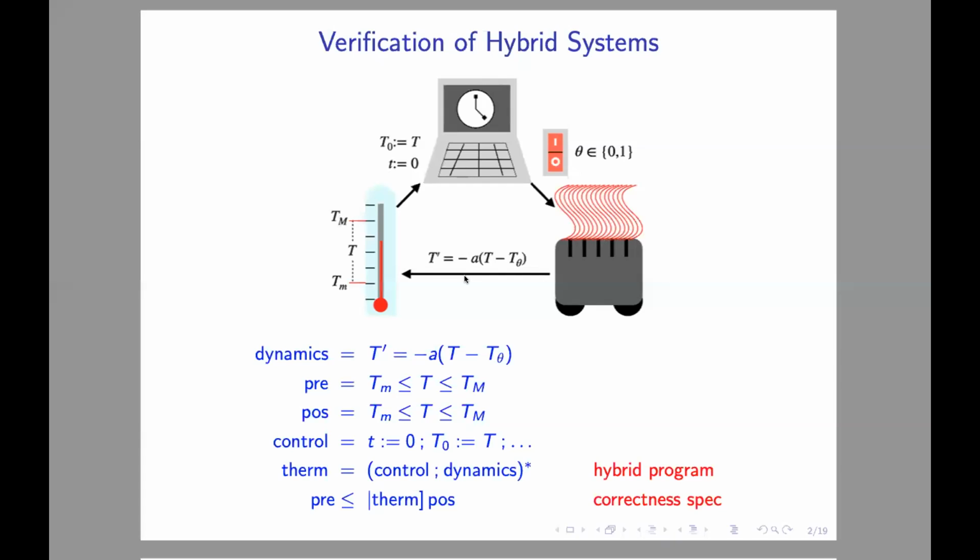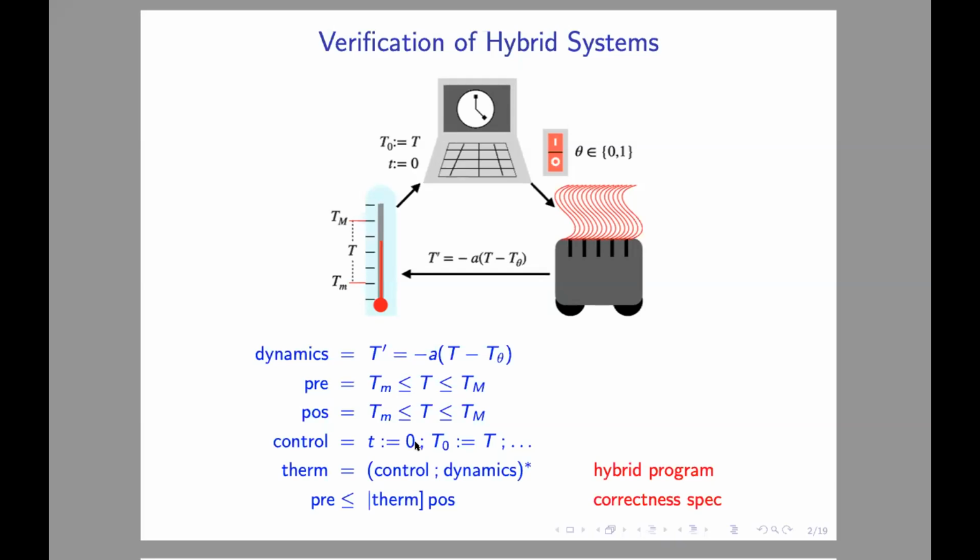The key thing to notice is that we can model mathematically each one of the entities of this system. The physical laws are modeled with differential equations. The requirement that the temperature is comfortable can be modeled with a predicate with upper and lower bounds for the temperature. And the program is also a mathematical entity.